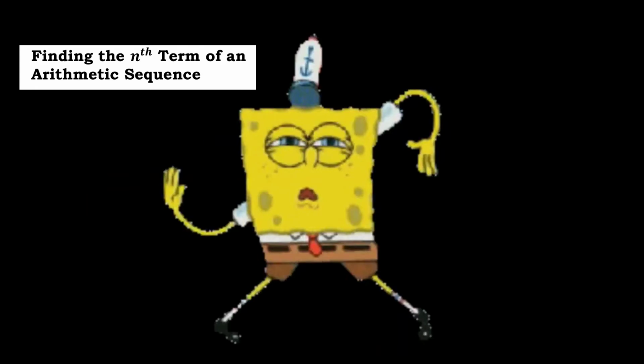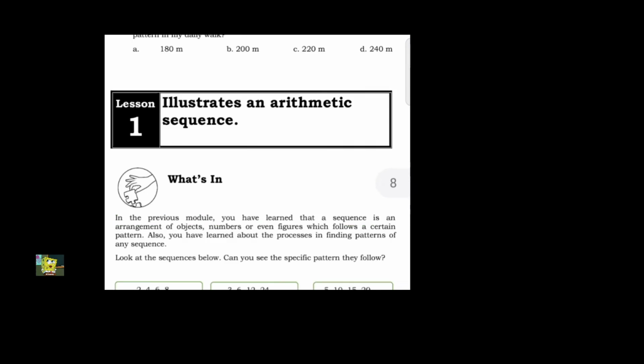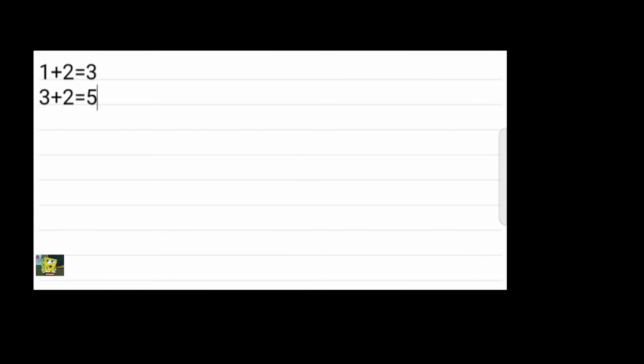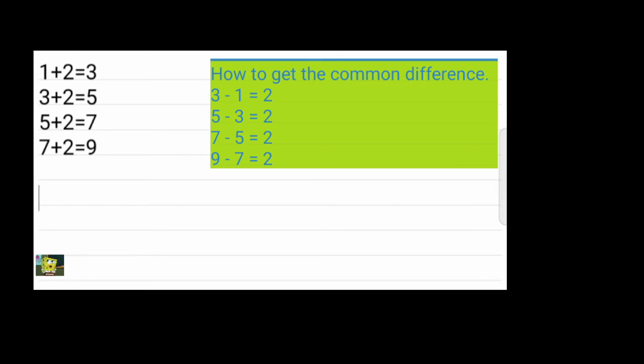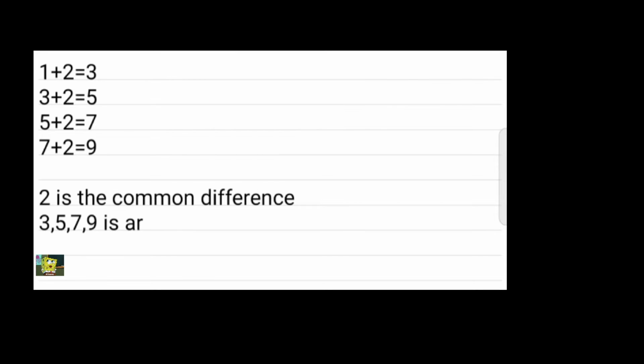focus on my video. We can define an arithmetic sequence as one where we get the next term by adding a constant number. Look at the example. 2 is the common difference of the consecutive numbers. That is constant. 3, 5, 7, and 9 is an arithmetic sequence.